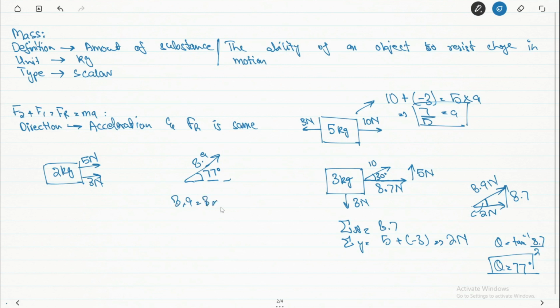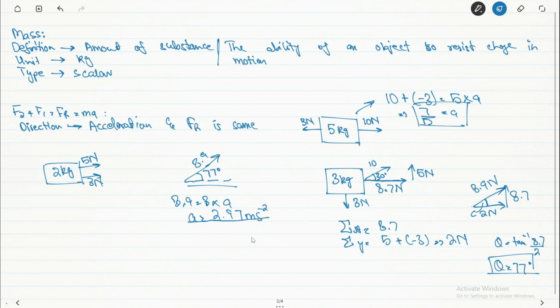Mass is 3 kg into acceleration, and this comes down to 2.97. Acceleration is 2.97 meter per second square. So this is our acceleration and this is our resultant force.